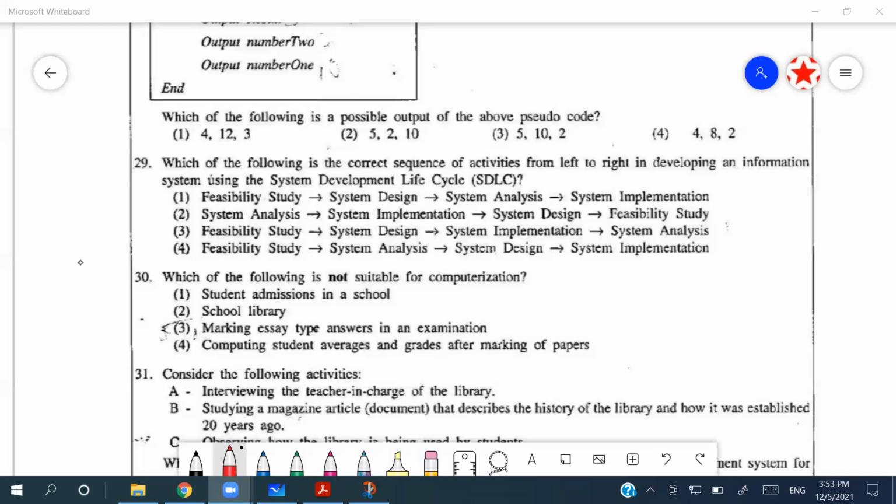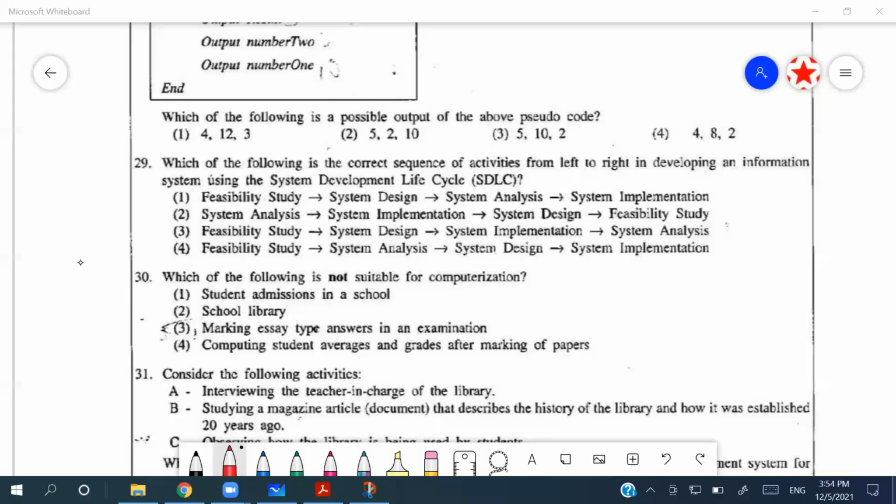Right. So then the 29th one. Which of the following is the correct sequence of activities from left to right in developing an information system using the system development lifecycle? Yeah, in SDLC. So first we are going to do, now you didn't have anything called system feasibility study, all right? In the earlier syllabus it was there, but I think without the feasibility study, you will be able to figure out what it is, right? Let's see, right?